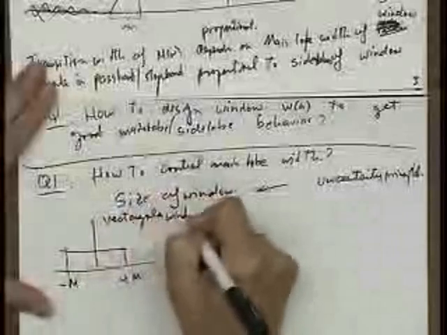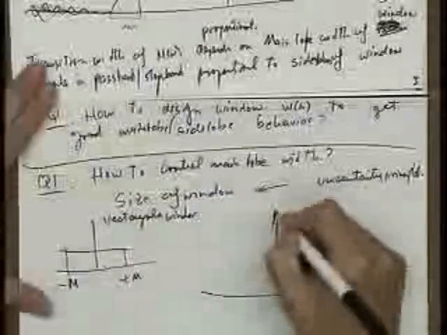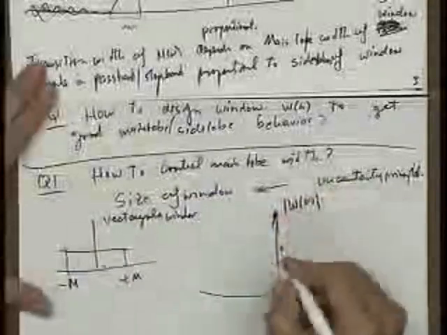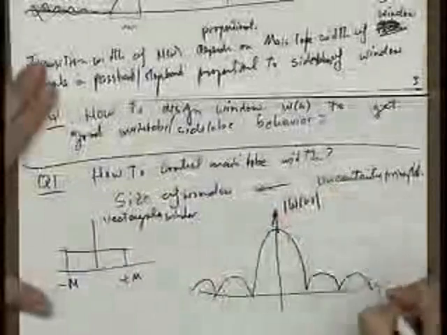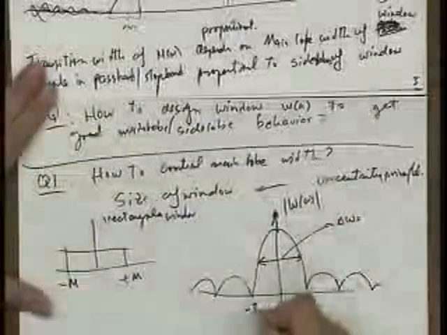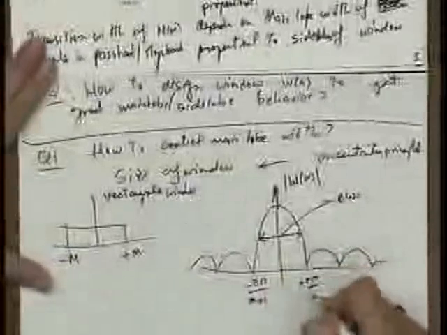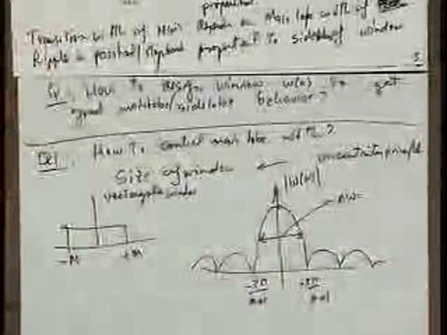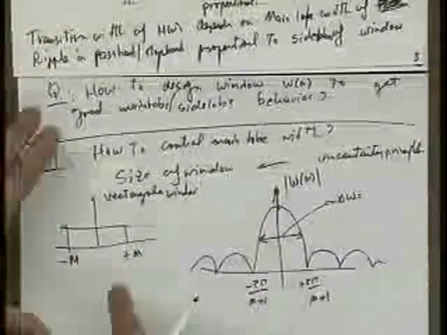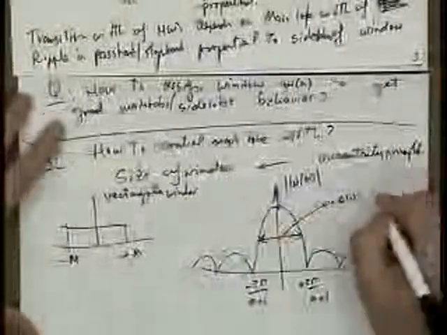What we end up getting is of length minus m to m. The magnitude of W of omega is going to have a main lobe width, delta omega, which goes from minus 2 pi over m plus 1 to plus 2 pi over m plus 1. Okay? So if I make m larger, this becomes smaller. And so delta omega, the transition width here, is 4 pi over m plus 1.